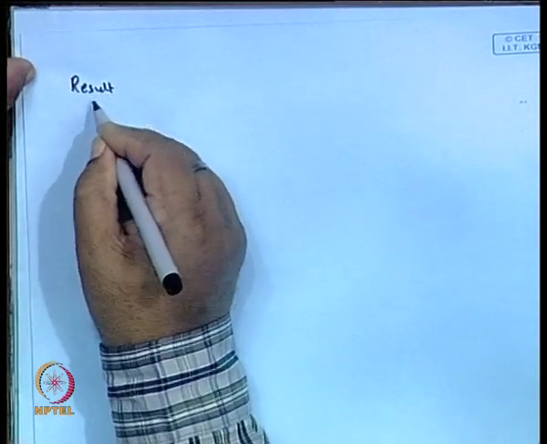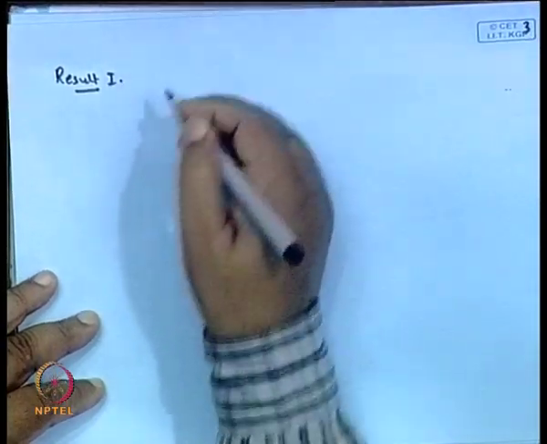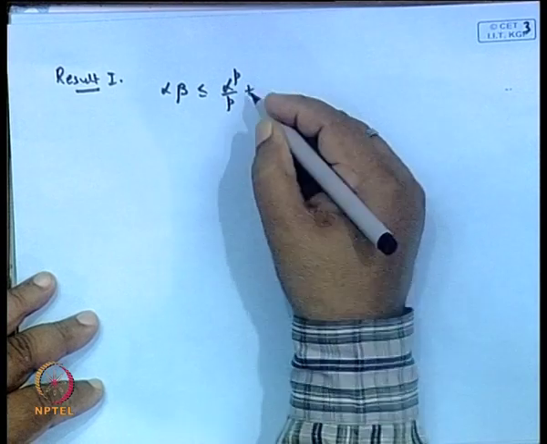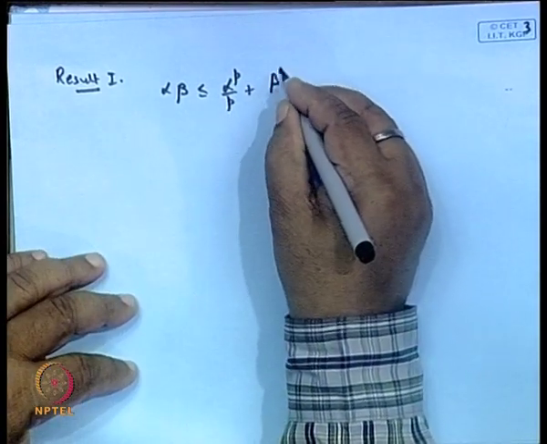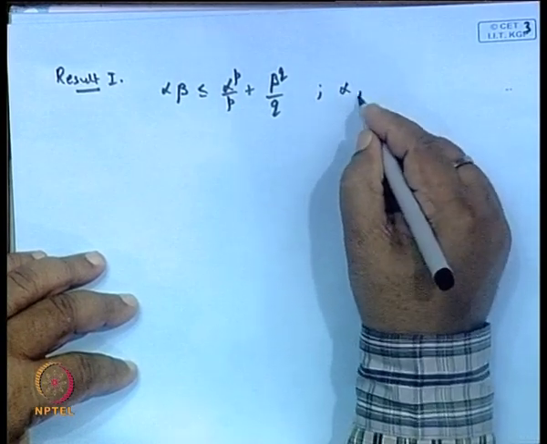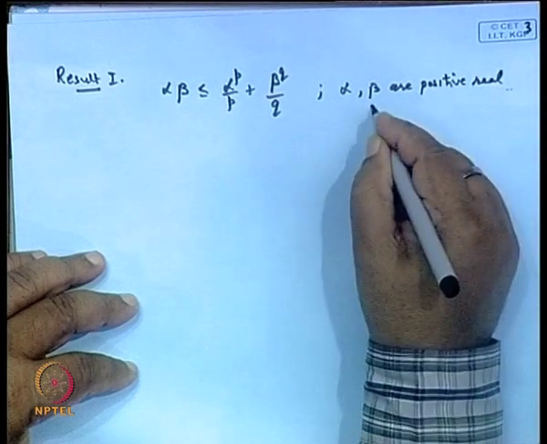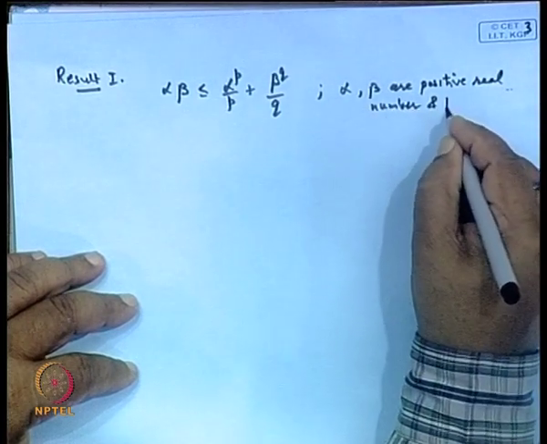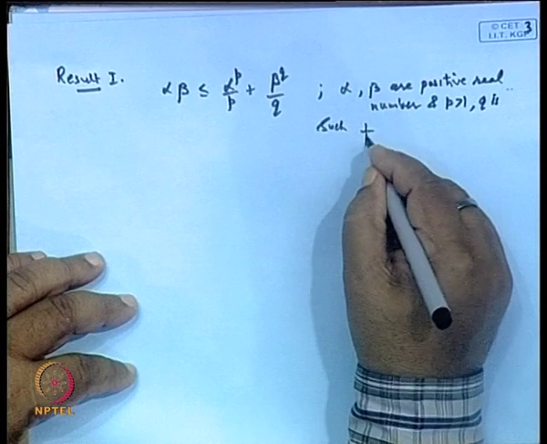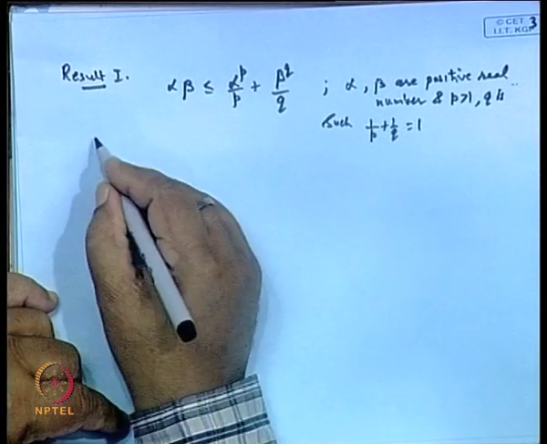the result: let α and β be any two positive numbers, then αβ is less than or equal to α^p/p + β^q/q, where α, β are positive real numbers and p is greater than 1, q is such that 1/p + 1/q = 1. Okay.